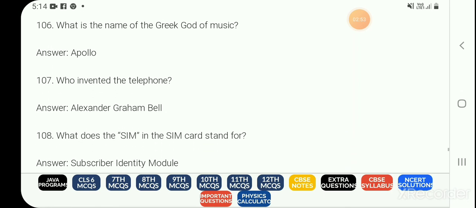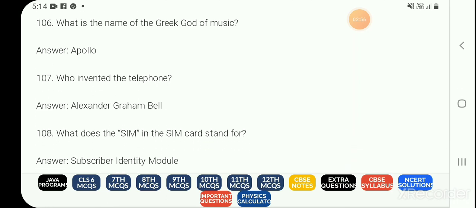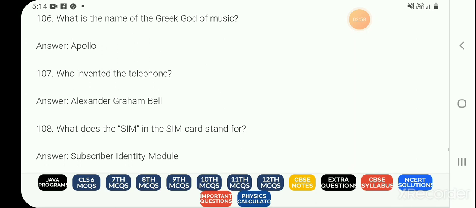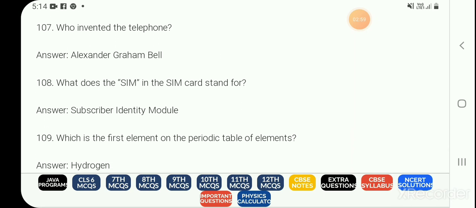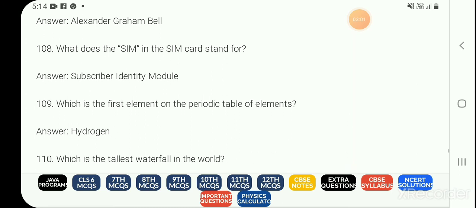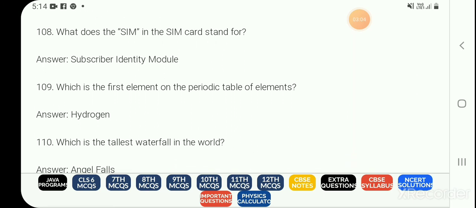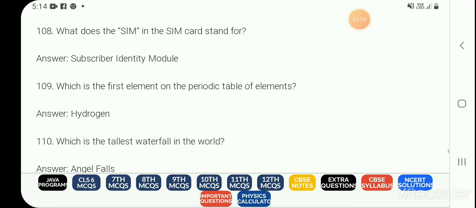Leonardo da Vinci. What is the name of the Greek god of music? Apollo. Who invented the telephone? Alexander Graham Bell. What does the SIM in the SIM card stand for? Subscriber Identity Module.